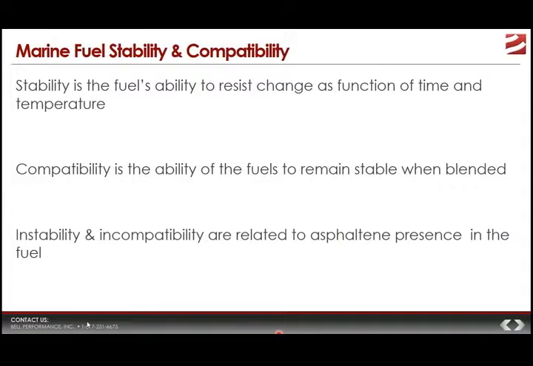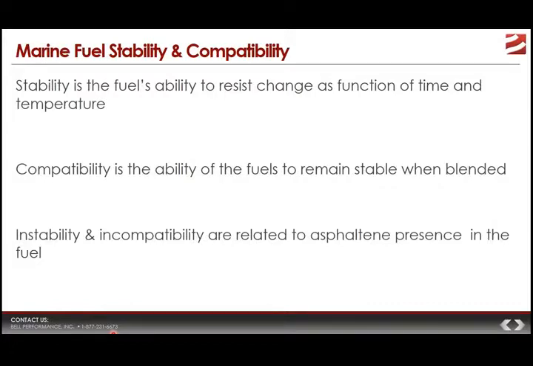Now, when you're talking about stability, whether you're talking about gasoline, whether you're talking about number 2 diesel that's used for a generator, or whether you're talking about marine fuel, the same principles apply. Stability is defined as the fuel's ability to resist change in its properties or in its physical specifications when related to time and temperature. That's what stability is.